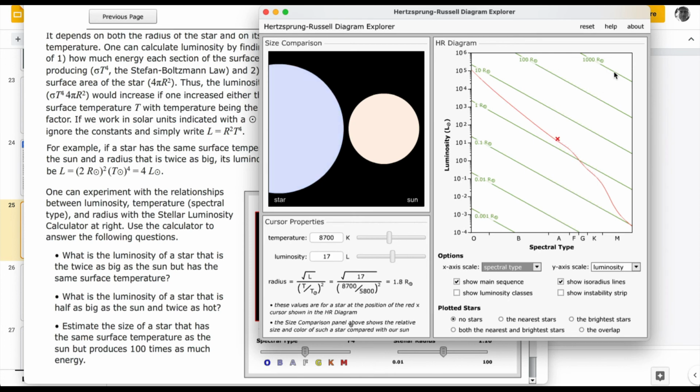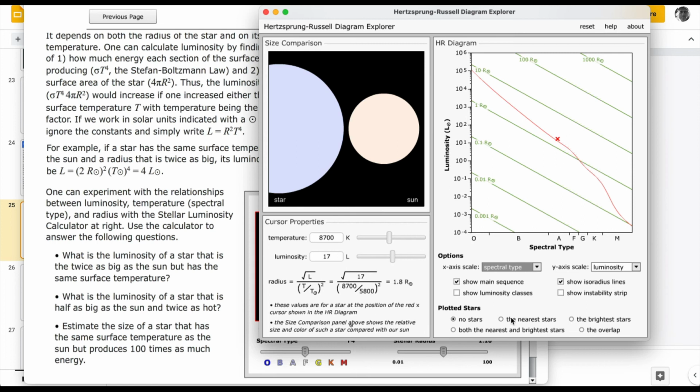So these would be 1,000 times the radius of the sun. Here, every star on this green line is the same radius as the sun. Every star there is a hundredth the radius of the sun, that kind of thing. So it's actually got the T to the fourth piece along the x-axis, but at this sort of diagonal here, it also has the radius on there as well.